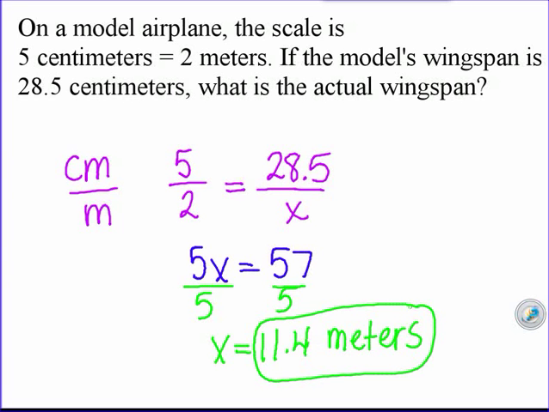So, questions on that, proportions. How do you decide if it's centimeters over meters or anything like that? It doesn't matter. You could have put meters over centimeters and still gotten the same. If we would have done meters over centimeters, it would have been 2 over 5 equals x over 28.5. And it won't matter because you'll still get the exact same thing, and that's a very good question.